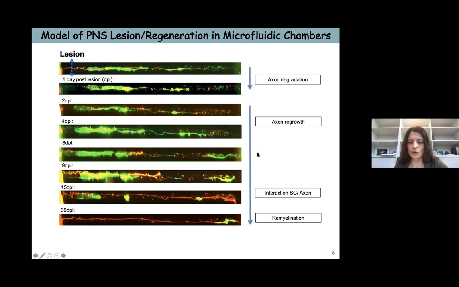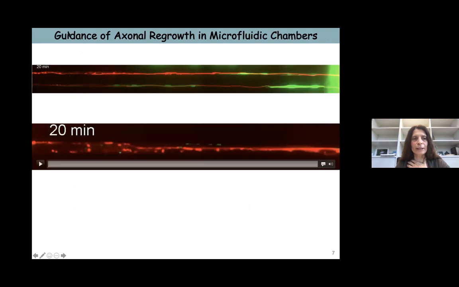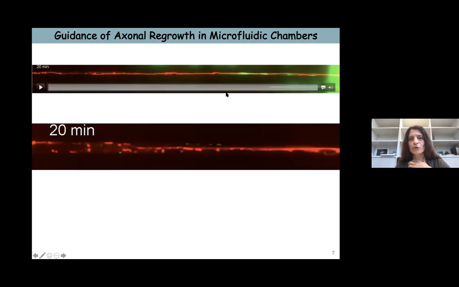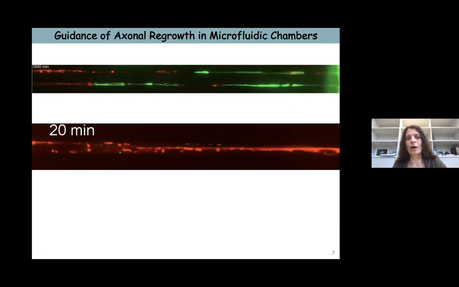What I can show you also is that we can do movies. For example, those movies have been taken 20 minutes after lesion. The lesion is on that side here. I show you two movies, and those are the Schwann cells. You can see very fast after lesion, axons disintegrate, and then the Schwann cells move towards the regrowing axons. If you look carefully, you can see that the axons will regrow, following the Schwann cell that moves towards the axons. It's quite beautiful.